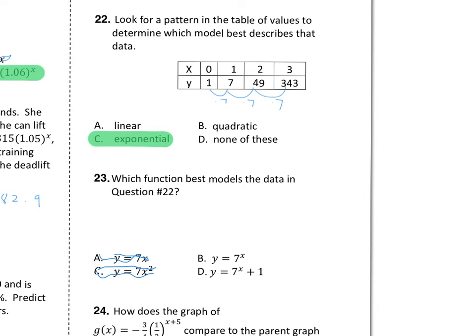So again, with exponential, we have y equals a times b to the x, where a is your y-intercept and b is your common ratio. So here, if we look at the table, the y-intercept is 1, so that would be y equals 1 times, and then my common ratio is 7 to the power of x. You don't even necessarily need that 1 to be written in, it's like a silent 1. So that actually would be answer letter B, y equals 7 to the power of x.